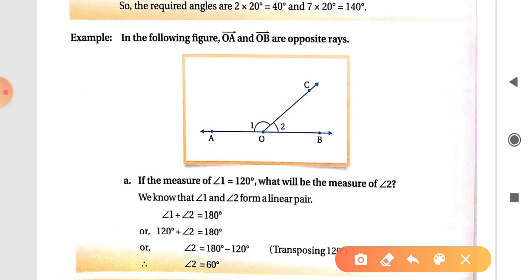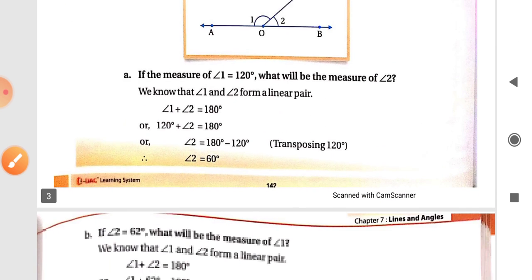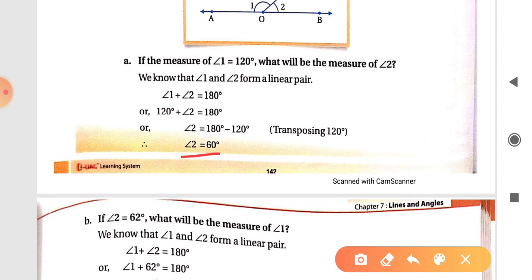We already know that they are forming a linear pair. Angle 1 and angle 2 form a linear pair because AO and OB form a straight line. So we can say that angle 1 plus angle 2 is 180 degrees. Angle 1 is equal to 120, so put this value: 120 plus angle 2 is equal to 180. Then transpose 120, it becomes 180 minus 120, so angle 2 is equal to 60 degrees.